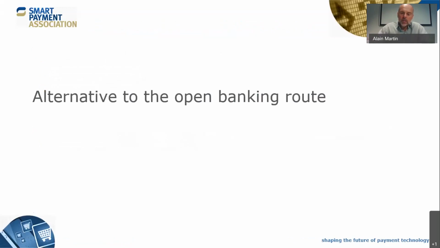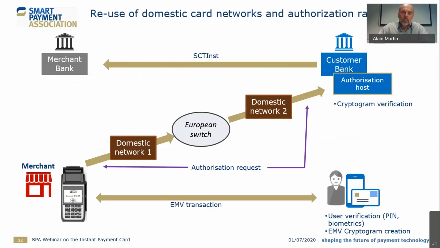As I said, there is an alternative to the open banking route, which is this one. And we know, as a matter of fact, that it's being considered. This method serves exactly the same purpose. It's to initiate an instant payment at the point of sale using a card or a digital card and using EMV for that purpose. Where it differs radically is in the method for that terminal to reach the customer bank.